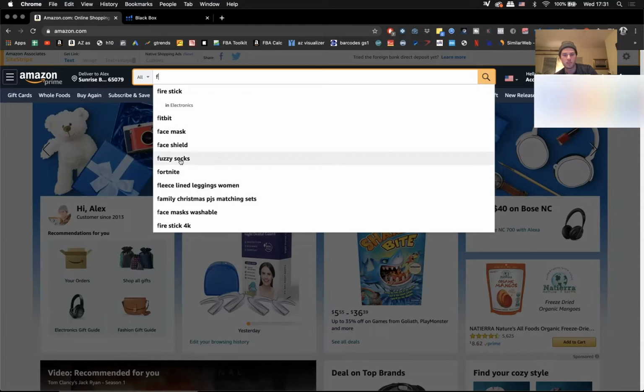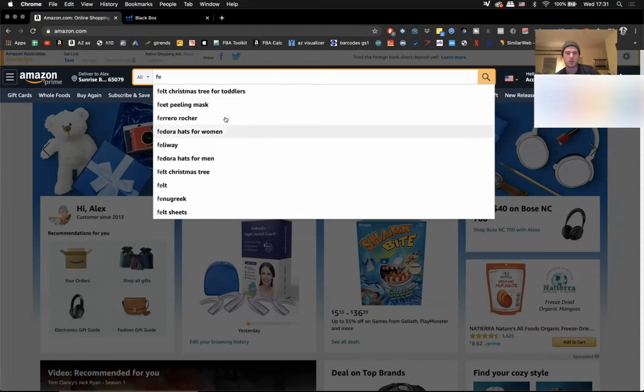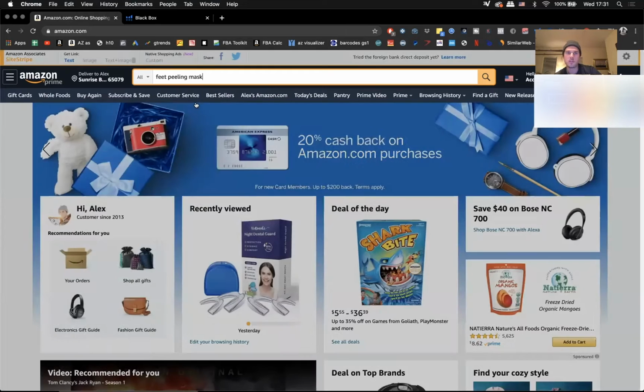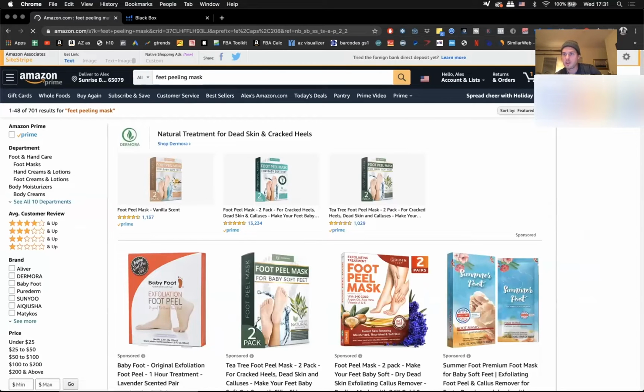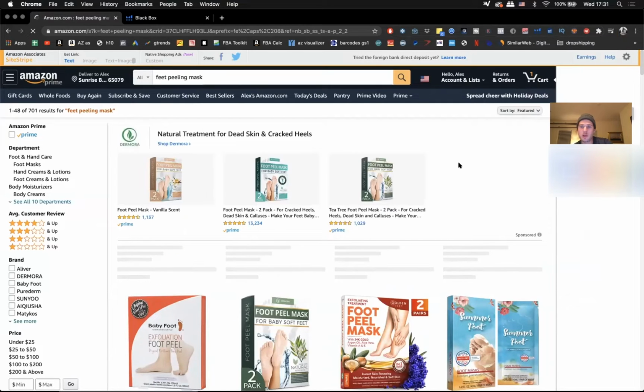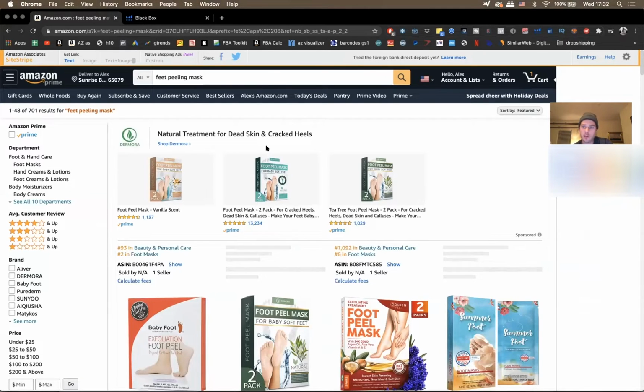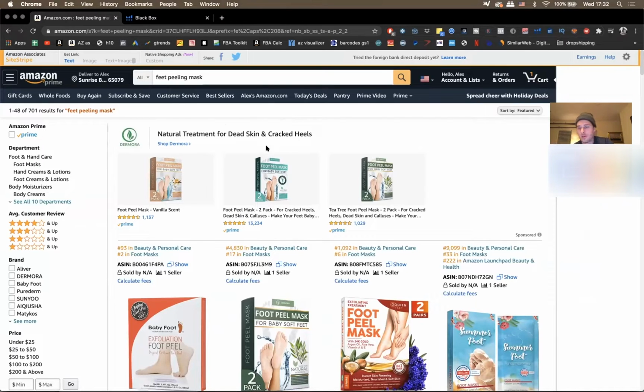But if you just type another letter, you get a whole different list of results here. That's going to be seasonal, but it's a pretty niche product, probably a felt Christmas tree for toddlers. That one to me looks like maybe a good one. We'll get back to Black Box in a second, but this is straight up how I would do it. Even if I was about to do Black Box, I might just randomly do exactly what I just did. And now I'm looking at this random feet peeling mask product, which my guess is it's probably going to have some decent demand.